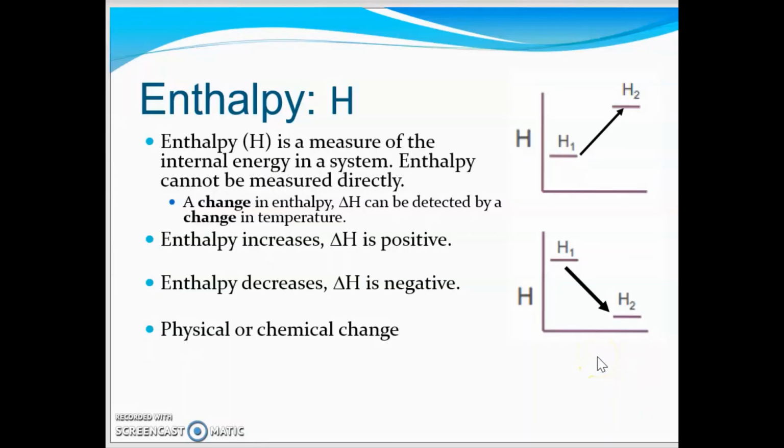And enthalpy can be looked at both as a chemical change, as we've been doing in our chemical reactions, but it can also be involved in physical changes, thinking about things like melting or boiling. You know intuitively that that involves energy. Melting ice or boiling water involves putting energy into the water to get it to melt or boil.